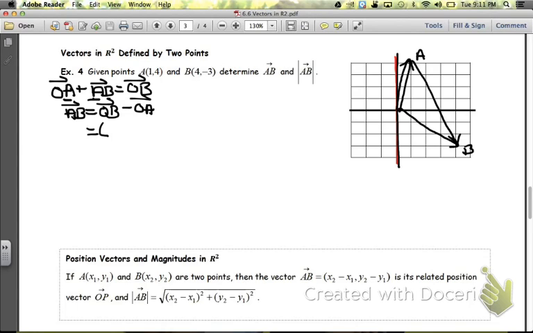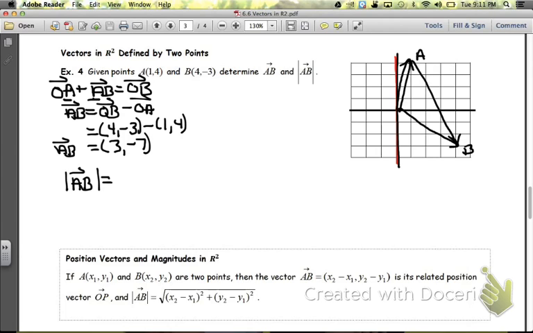OB is just (4, -3), and OA is (1, 4). So we know how to do our additions and subtractions. So 4 minus 1 is 3, and then -7, because -3 minus 4. So that is our AB, our vector AB. Now we want to find the magnitude. So the magnitude of AB is just those values that we found up here.